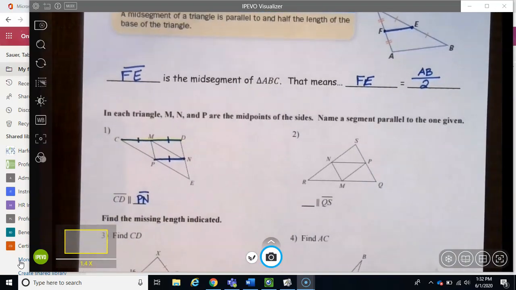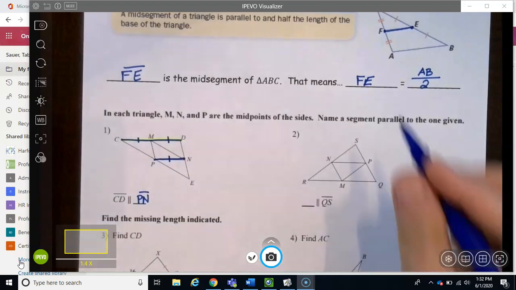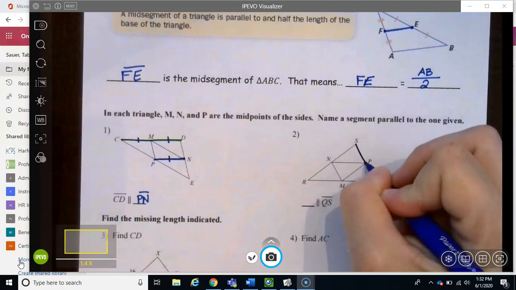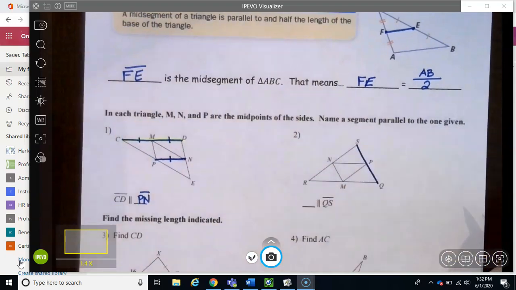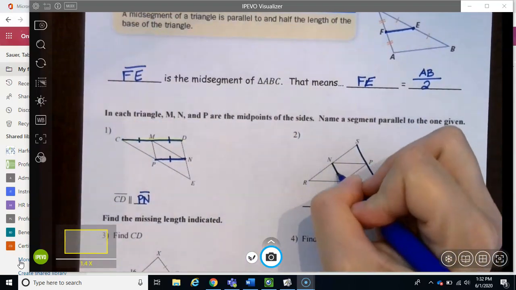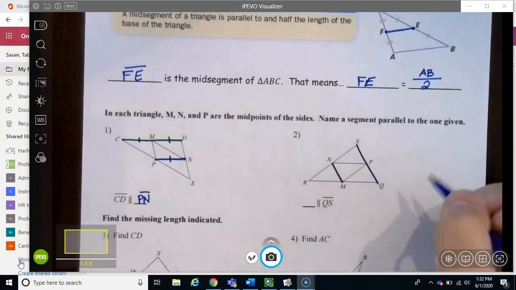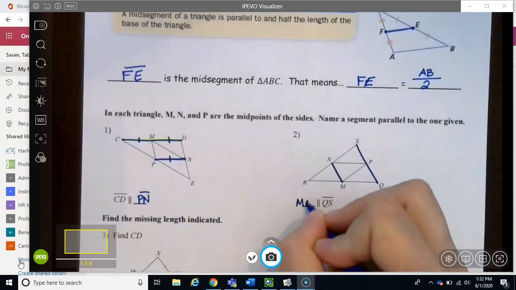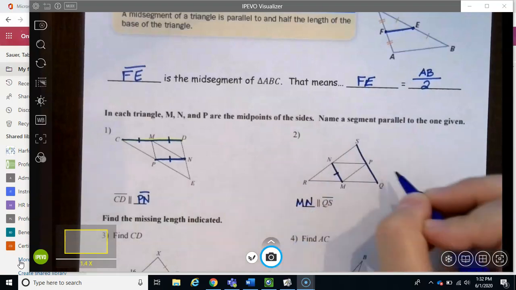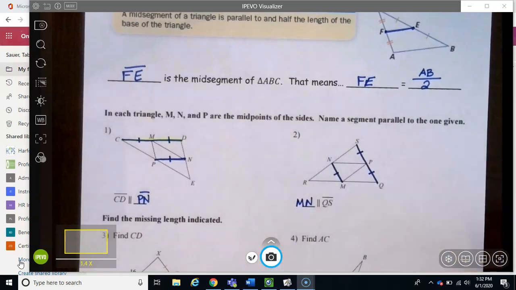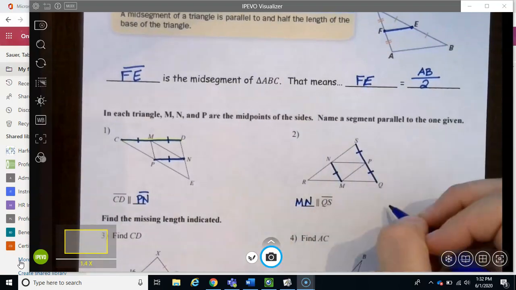Alright, so looking at this next one, they're asking what is parallel to QS. QS is this side. So the segment that is parallel to that is MN. And not only is it parallel, it's also equivalent in length to PS and PQ.